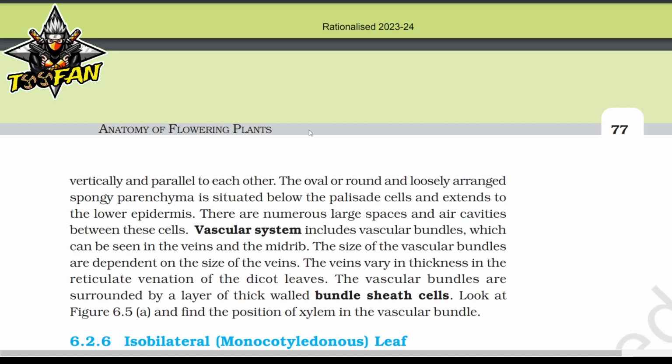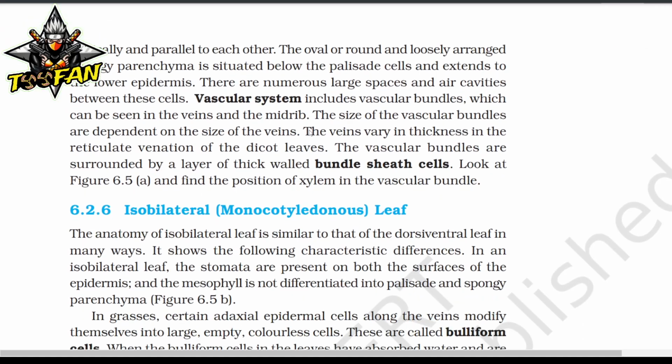Vascular system includes vascular bundles, which can be seen in the veins and the midrib. The size of the vascular bundles is dependent on the size of the veins. The veins vary in thickness in the reticulate venation of the dicot leaves, and the vascular bundles are surrounded by a layer of thick-walled bundle sheath cells. Look at the figure and find the position of xylem in the vascular bundles.